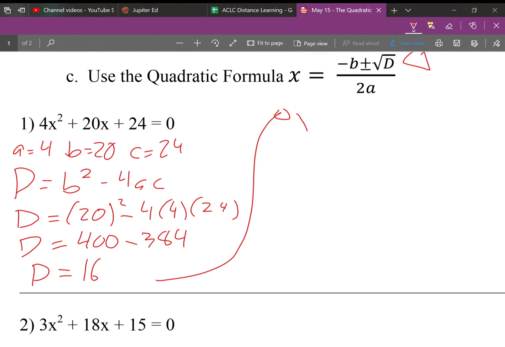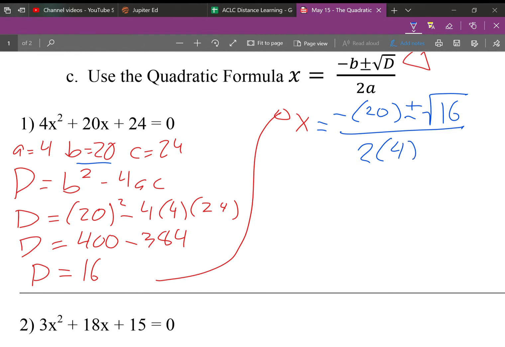So let's go ahead and substitute. Let me change color for that. So we're going to have negative parenthesis. What is b? B is 20. So negative parenthesis 20 plus or minus the square root of d, which we just found was 16. And this is all going to be over 2a. 2a is 4, so 2 times 4.